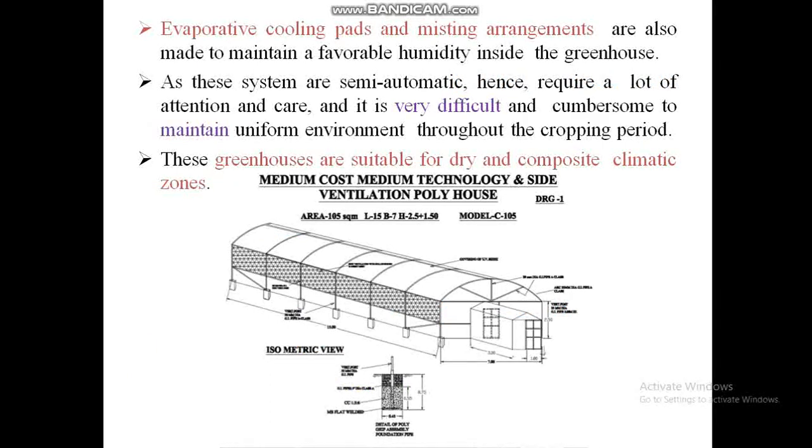Evaporative cooling pad and misting arrangements are also made to maintain a favorable humidity inside the greenhouse. As these systems are semi-automatic, they require a lot of attention and care, and it is very difficult and cumbersome to maintain a uniform environment through the cropping period. These greenhouses are suitable for dry and composite climatic zones.